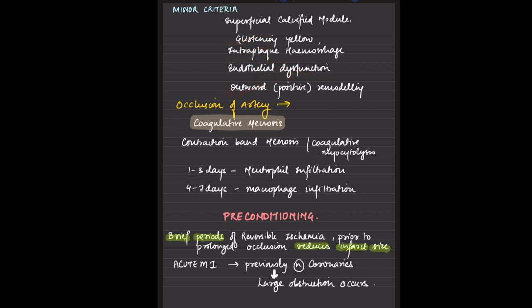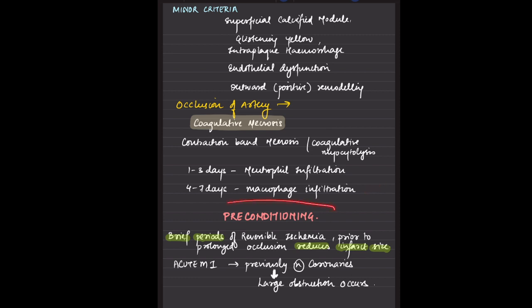There is outward remodeling. So we have occlusion of the artery, right? So this occlusion is actually, we know that there is a necrosis happening. So what type of necrosis? It is a coagulative necrosis. There is a contraction band necrosis. In the earlier days, we have a neutrophilic infiltration, and then after 4 days, that is 4 to 7 days, we have a macrophage infiltration.